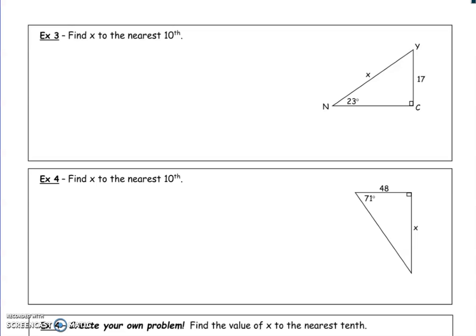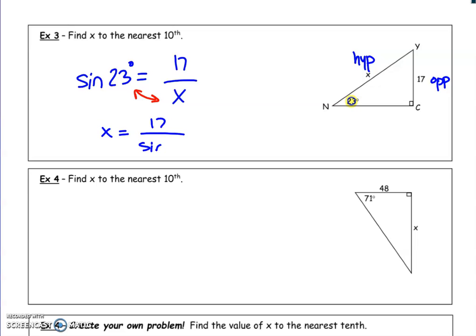Example 3, find x to the nearest tenth. Highlight your angle. 17 is the opposite side, and x is the hypotenuse. Opposite and hypotenuse, that would be our sine function. Sine of 23 degrees equals 17 over x. And by now you guys are probably pretty familiar with this. X is going to be on the bottom for every one of these, which means we're going to switch and go on every one. X equals 17 divided by sine 23.